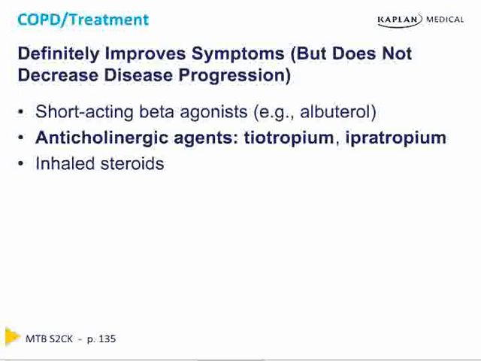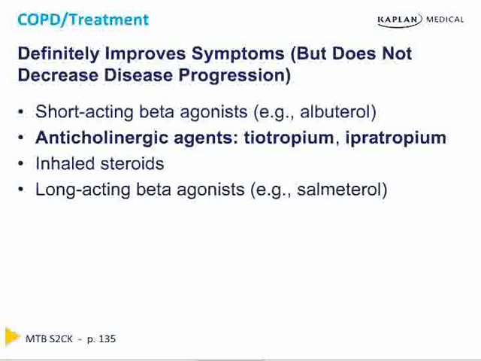Inhaled steroids can be helpful to decrease the degree of inflammation in these patients and to prevent COPD exacerbations. And long-acting beta agonists, such as salmeterol, can also be helpful in preventing COPD flares. Lastly, pulmonary rehabilitation can be quite helpful in helping patients to improve their quality of life when living with COPD.